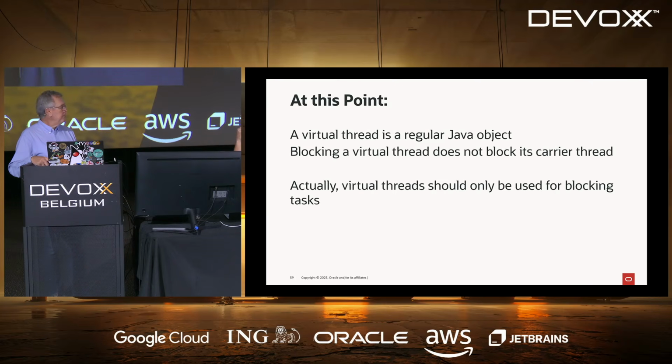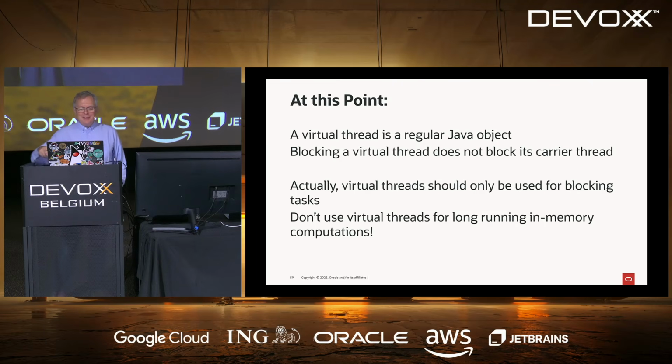There is no point in running any in-memory computation in virtual threads, because you're not doing any side effects or blocking calls in parallel streams, right? You don't do that. Don't use virtual threads for long-running in-memory computations. Please. Okay? Don't do that.